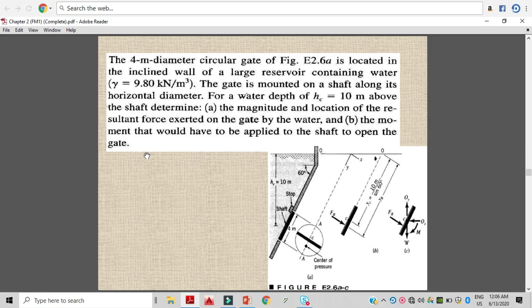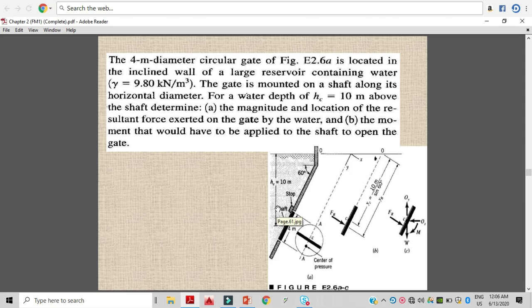So here we have to determine three things. Number one, we have to find the net resultant force, that is Fr. Second, we have to determine the location of the net resultant force Fr. And third, we need to find the moment that is required to open the gate against the hydrostatic force.